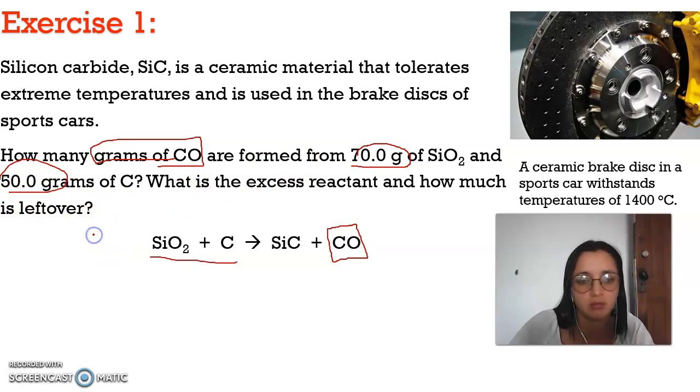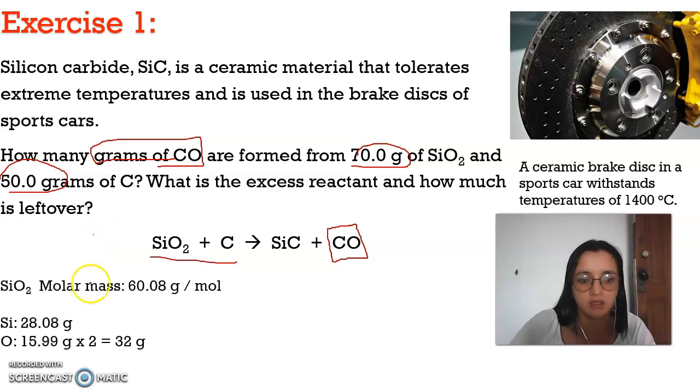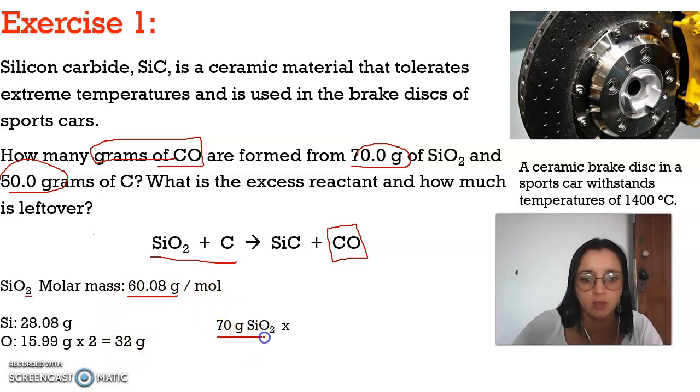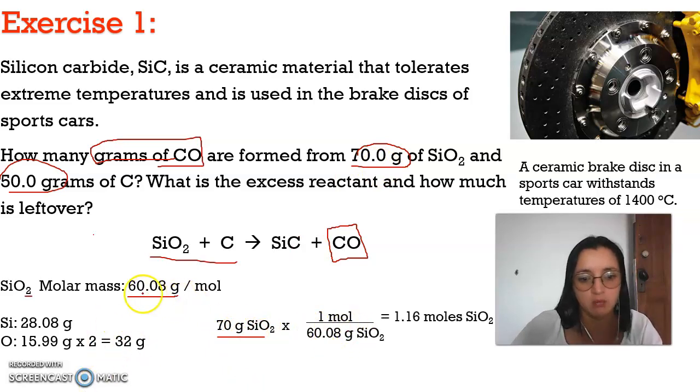If you remember, we do that by looking at the periodic table and finding the atomic masses of each of the elements, in this case silicon and oxygen. Oxygen has a subscript, so we need to multiply by 2, add both masses together, and we will get that for silicon dioxide the molar mass is 60 grams per mole. Then, based on the quantity given in the problem, 70 grams, we start with the 70 grams. We use our conversion factor, which is the molar mass, 1 mole per 60 grams, and we turn it into moles to obtain 1.16 moles of silicon dioxide.